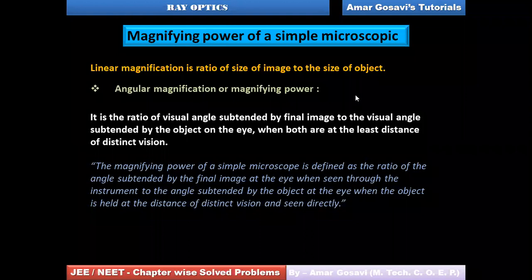Now we are going to use this definition to work out an equation for linear magnification. So let's see linear and angular magnification, most specifically angular magnification, because we are talking in terms of angles over here. Let's move ahead.